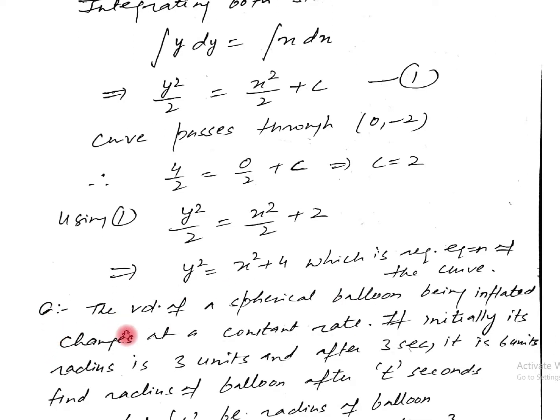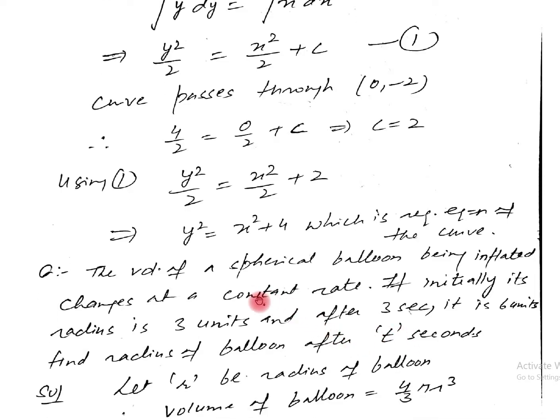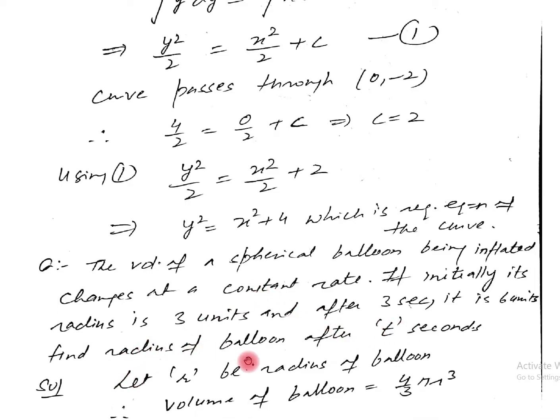Now the next question is here. The volume of a spherical balloon being inflated changes at a constant rate. If initially its radius is 3 units and after 3 seconds it is 6 units, find the radius of the balloon after t seconds. We have to find the expression for the radius after t seconds.